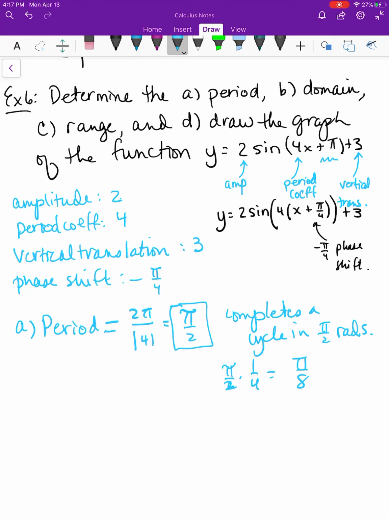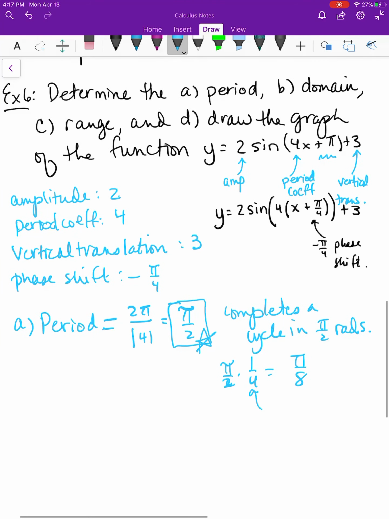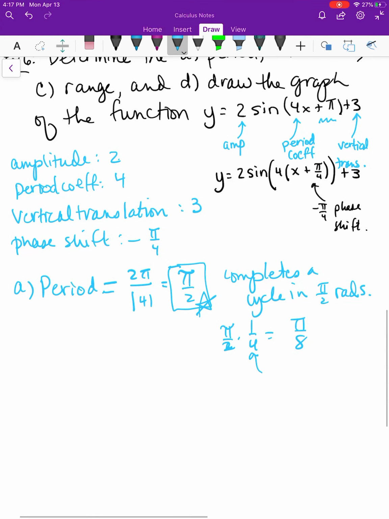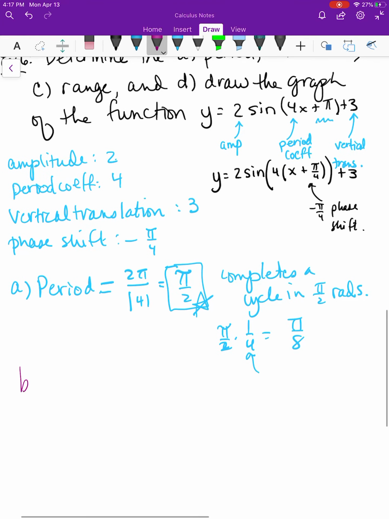And if I wanted to break this up, I would break it up into fourths or multiply by 1/4. That means every pi over 8, it's going to go to a different thing. So if it starts at its highest, then in pi over 8 it would go to 0, another pi over 8 would go to lowest, another pi over 8, 0, and another pi over 8, highest again. So that is why we multiply by 1/4 or divide by 4. This is not actually the period, but we are finding the places on the graph where we can make sure that we have the highest and the lowest and all that stuff.